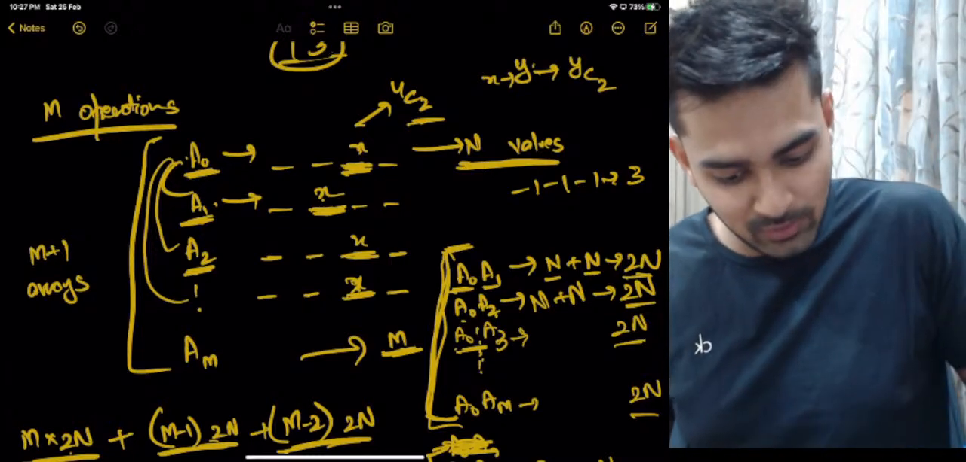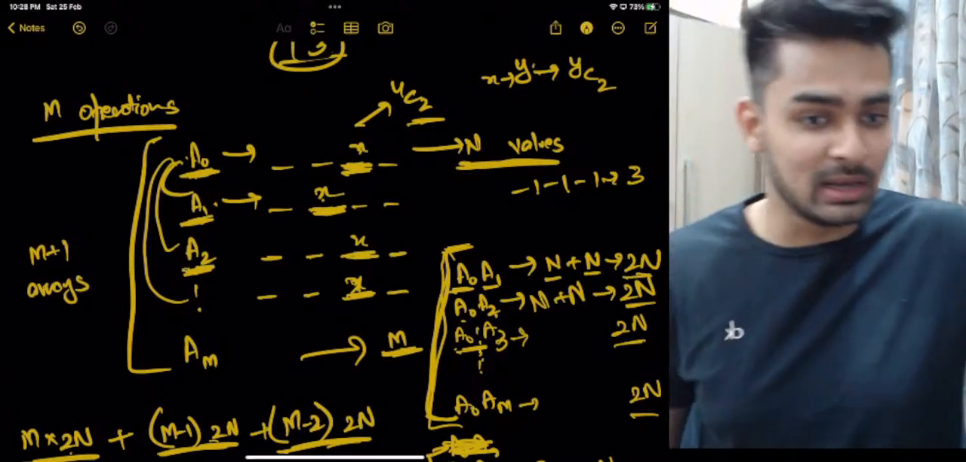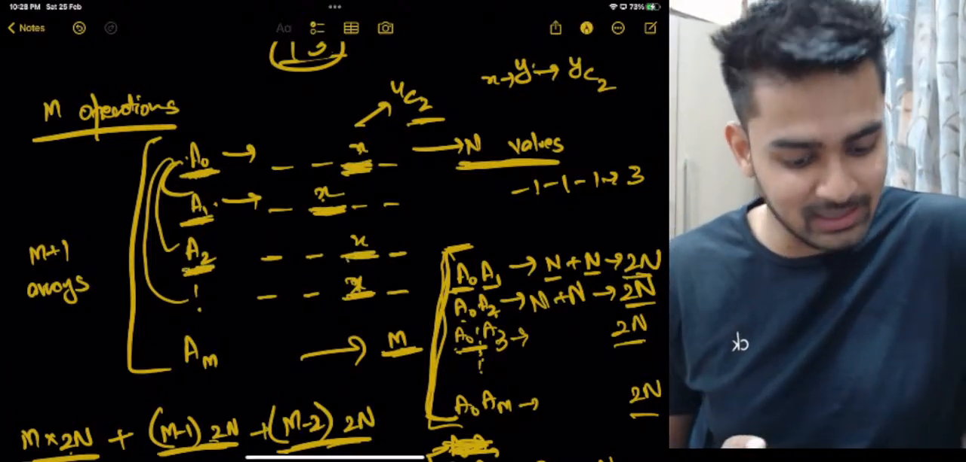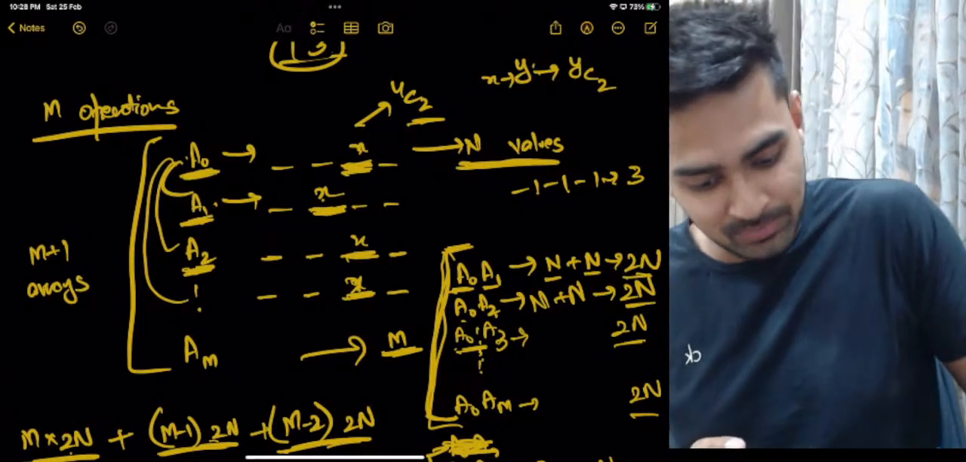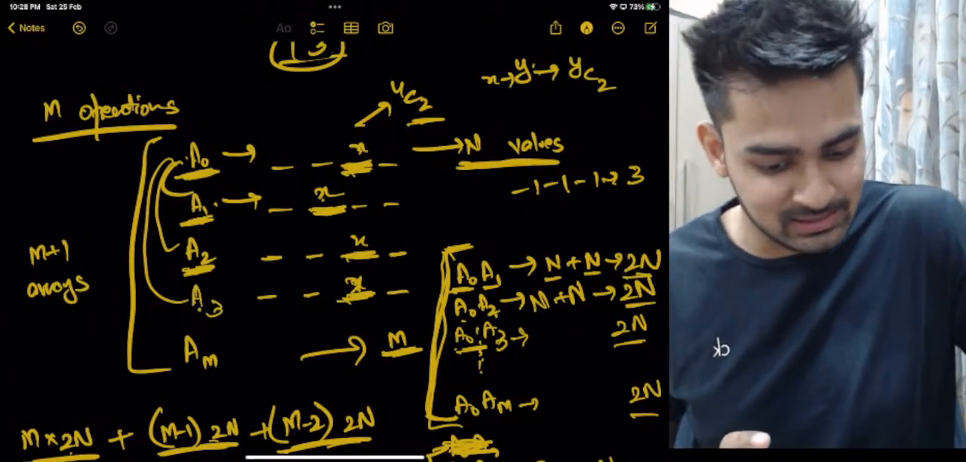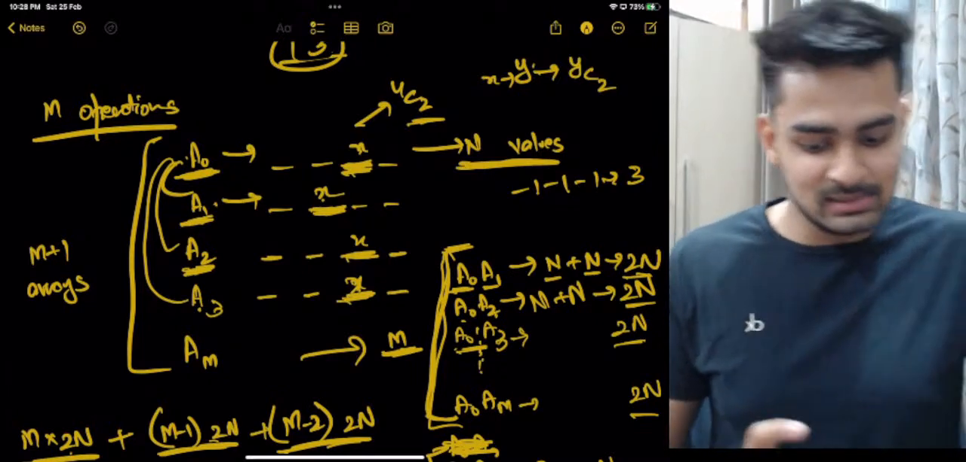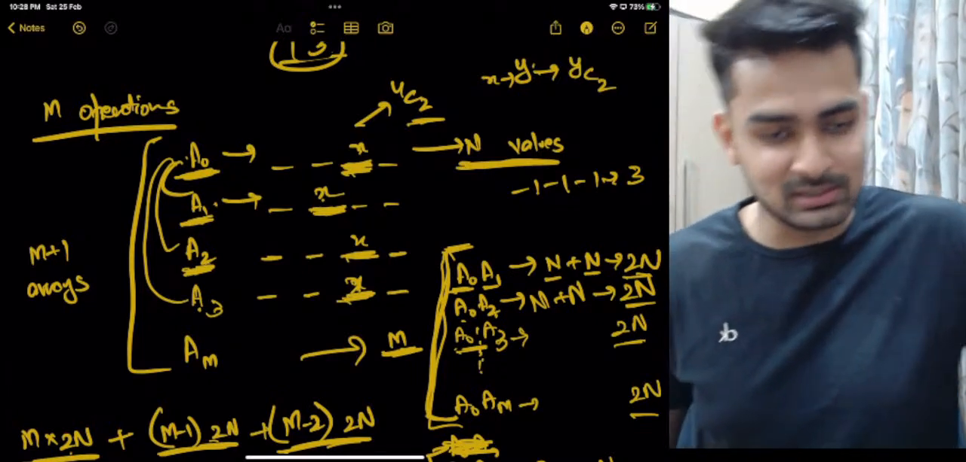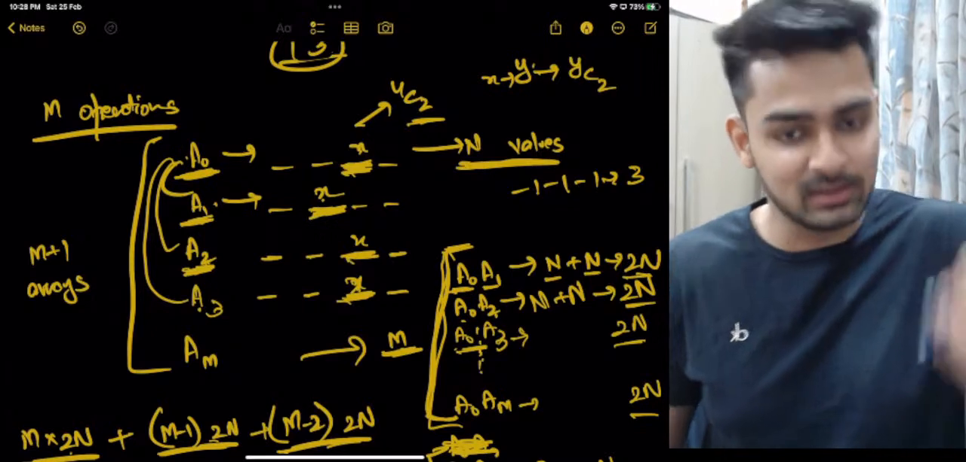Then again, if I took a pair of A0, A2, then also I'll have to subtract 1 because x is here also and x is here also. Again, if I took a pair of A0 and A3, again I'll have to subtract 1 because x is here also and x is here also. Similarly, if I took A1, A2, then also I'll have to subtract because x is here also and here also.